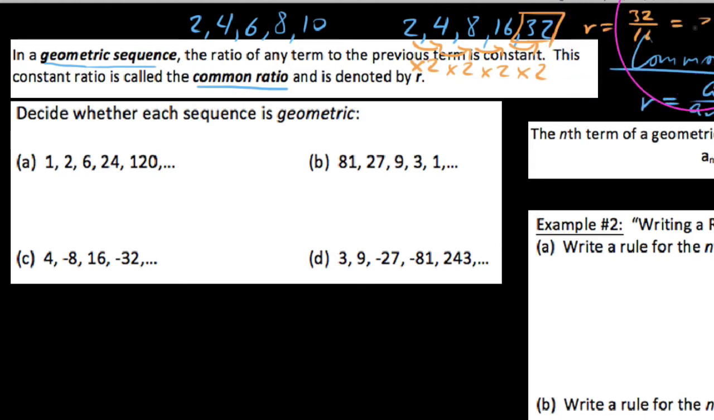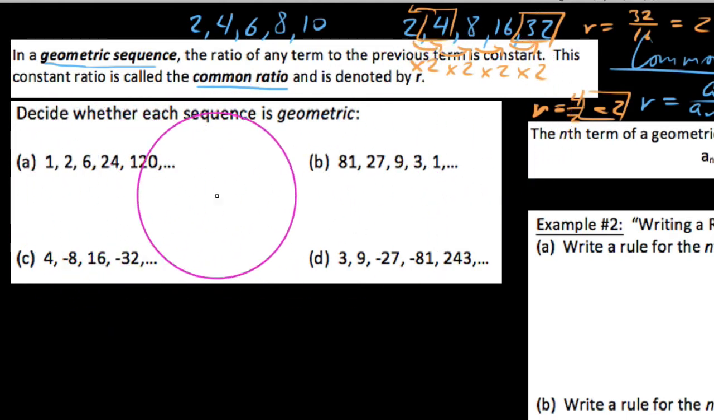We say 32 over 16 is 2. Or in this instance, take 4 divided by the term right before it: R equals 4 over 2, which is 2. We get a common ratio. Identifying geometric sequences is really important. We're going to take a look at these four that I've got here and ask, is it geometric? Is there a common ratio?